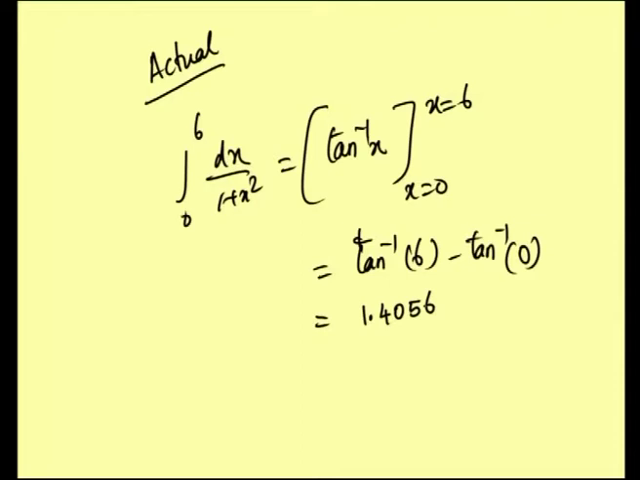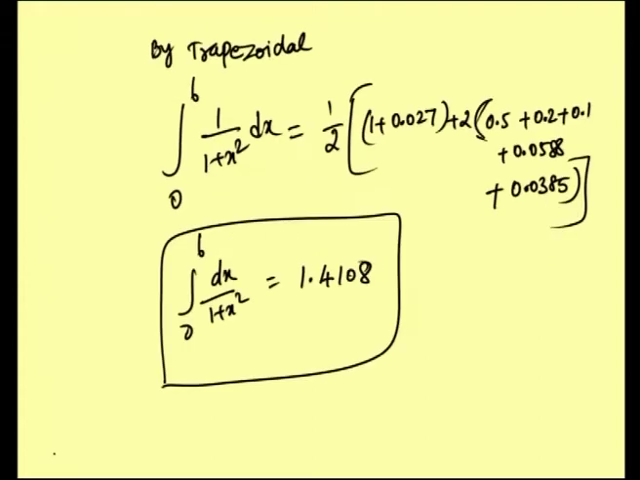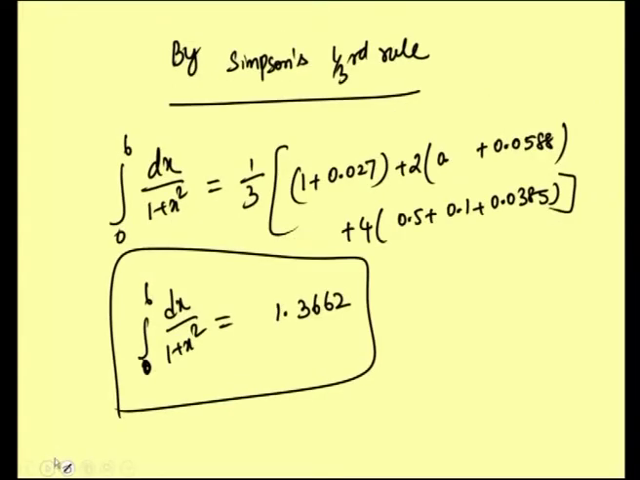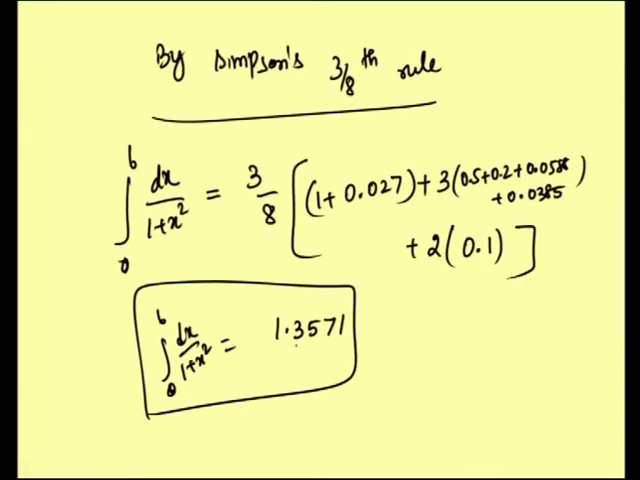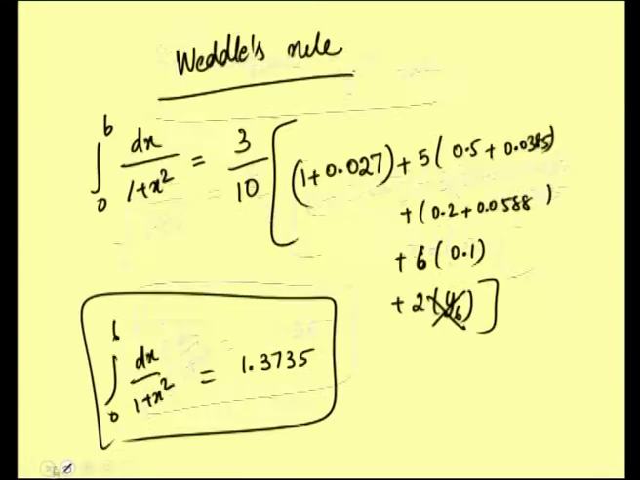So you can see 1.4056 is the actual value. Among all the values, by the trapezoidal rule we got the answer as 1.4108, and by Simpson's 1/3 rule we got 1.3662, and by Simpson's 3/8 rule we got 1.3571, and by Weddle's rule 1.3735. So among all the values, the value of the integral found by Weddle's rule is nearer to the actual value. Okay.